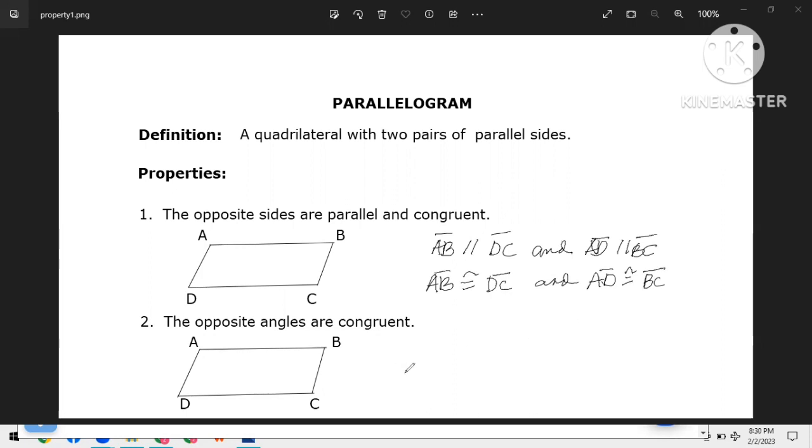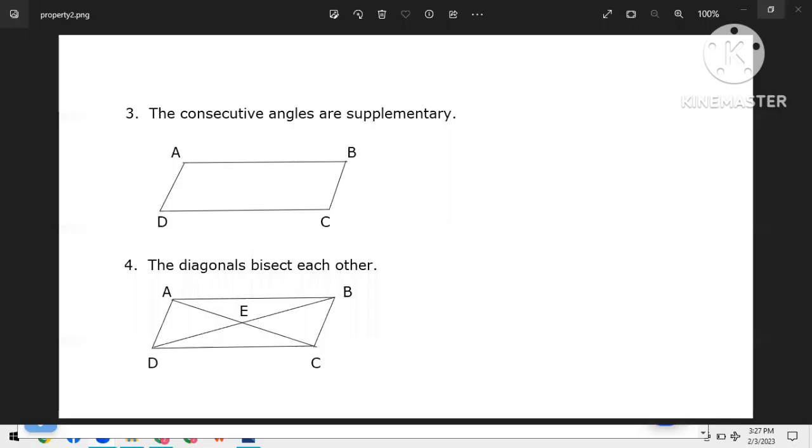Now, the second property is the opposite angles are congruent. Meaning, angle A is congruent to angle C. That's the opposite angle of A, yung katapat niya. And angle B is congruent to angle D. Okay, let's go to property number 3.